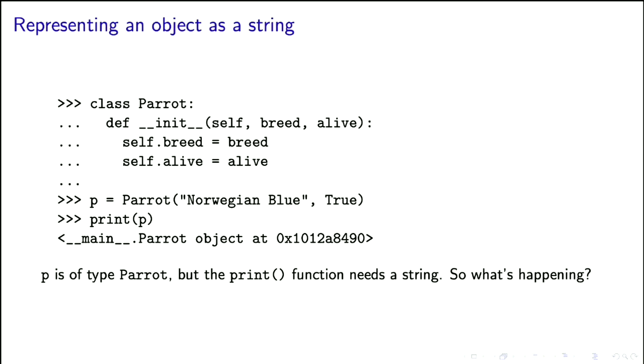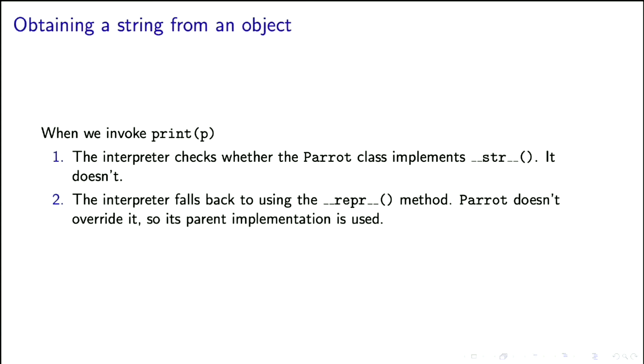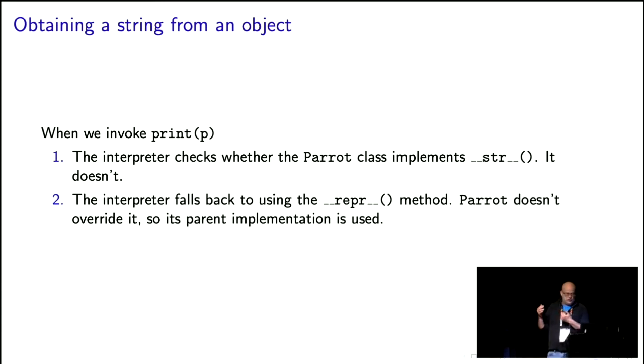But what's going on here? We know that print wants strings. We know that p is a Parrot, and a Parrot is not a string, and yet everything works. So what's happening? Well, when we invoke print(p) on our Parrot, the first thing that happens is the interpreter checks whether we've implemented a particular Dunder method, Dunder str. This is a method that takes self as an argument and returns a string, and we'll take that returned string and print it. Our Parrot does not implement Dunder str.